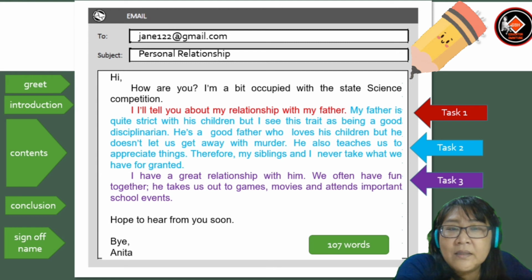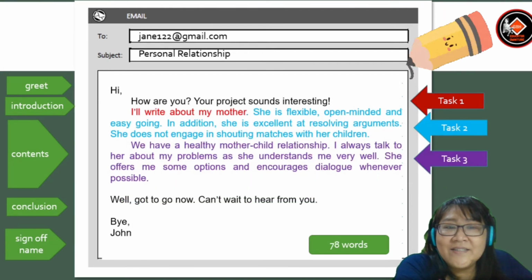So you can then write the conclusion. So skip a line, go down and write, hope to hear from you soon. And then don't forget to sign off. You can write bye and write your name, Anita. Here you cannot put a signature because it is an email. Let's look at the next model answer.